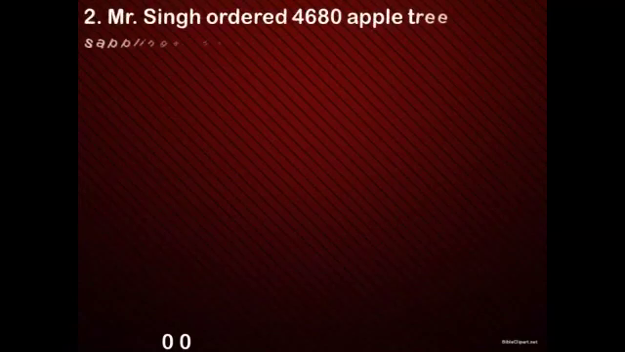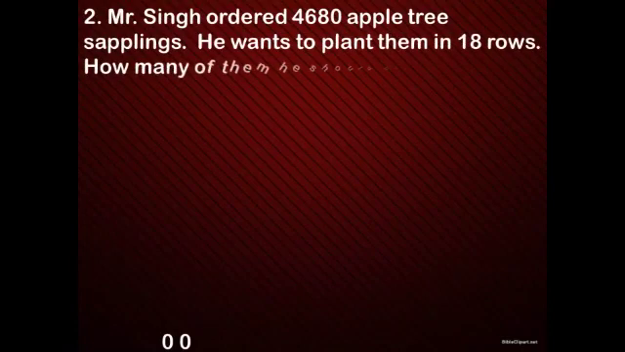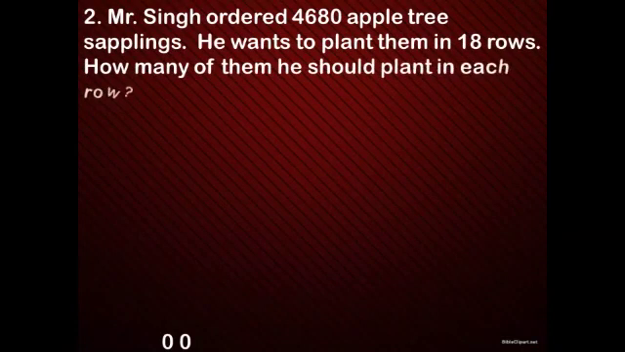Let us see another statement sum. Mr. Singh ordered 4,680 apple tree saplings. He wants to plant them in 18 rows. How many of them should he plant in each row? So again I am going to read the statement. Mr. Singh ordered 4,680 apple tree saplings. He wanted to plant them in 18 rows. How many of them should he plant in each row?